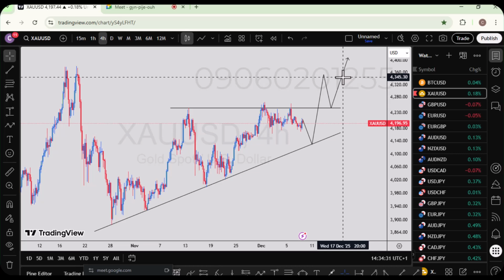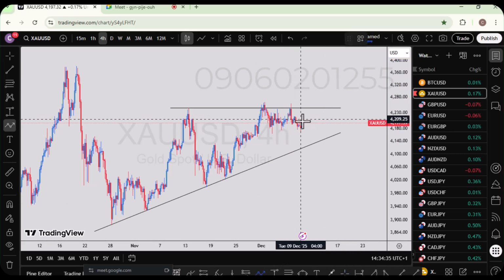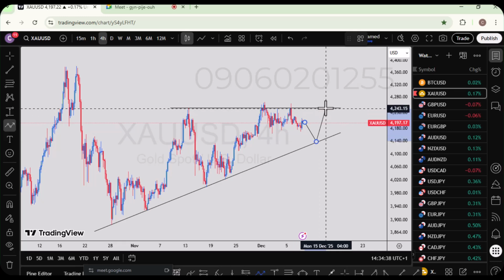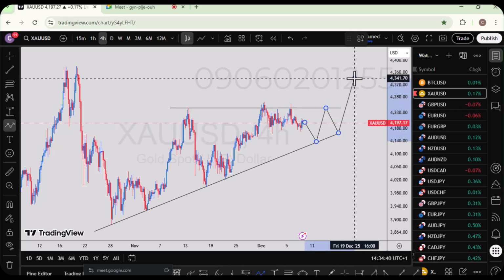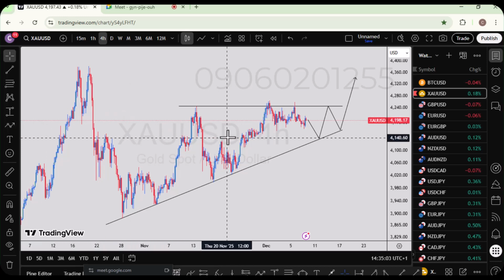If it doesn't break out, then this pattern could still play out like this, come here, go like this, then come here, then break like this. You can see now we are having an ascending triangular formation on gold. Do you understand, class? Good. Any other question?